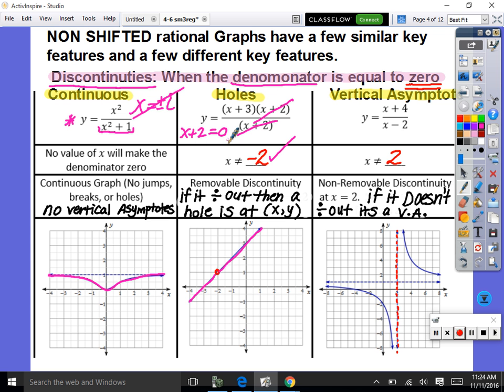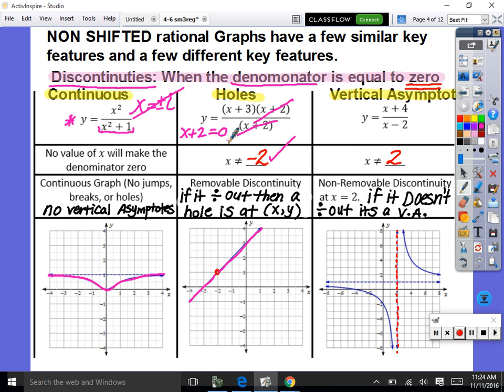We don't have time today to get into why, but here's basically why. We could redefine the function at negative 2. We could say, let f of negative 2 be equal to 1, and that's just too much to think about for us at this level. So, does everybody understand? If the discontinuity divides out, it doesn't create an asymptote, it creates a hole in the graph. Okay, that's just a rule you have to learn. So there's the rule.